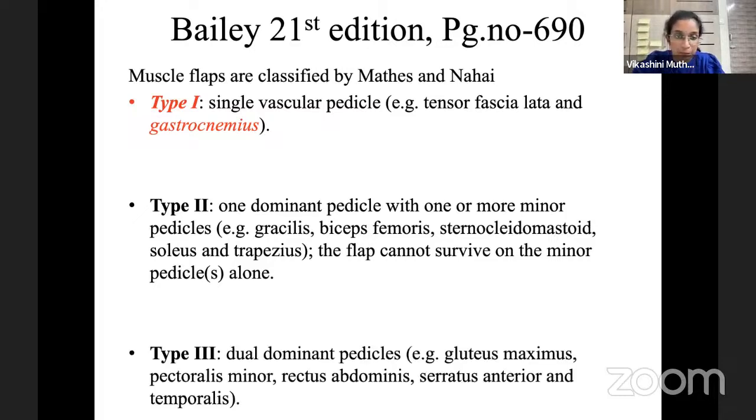Type 3 is trapezius and soleus. And type 3 is dual dominant pedicles. So see, type 1, there is one vascular pedicle, type 2, one dominant and one or more minor, and type 3, you have two dominant pedicles. And examples are gluteus maximus, pectoralis minor, rectus abdominis, serratus, and temporalis.